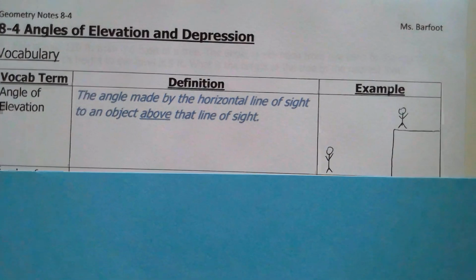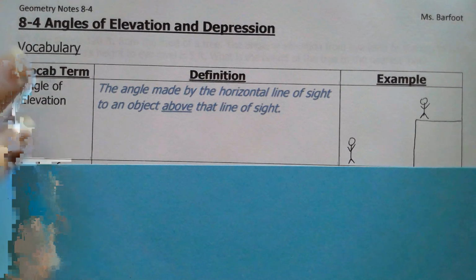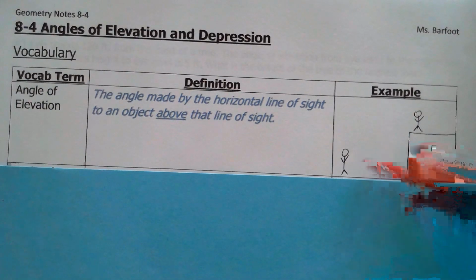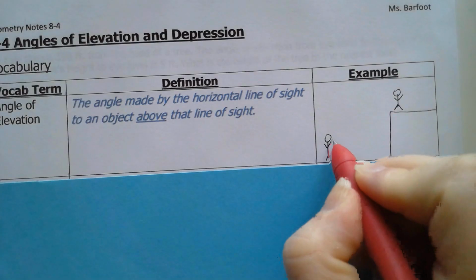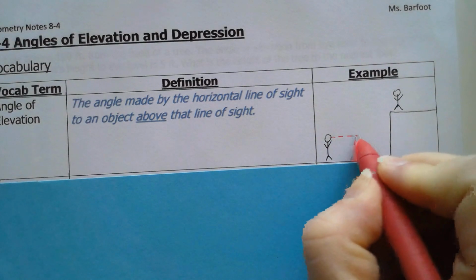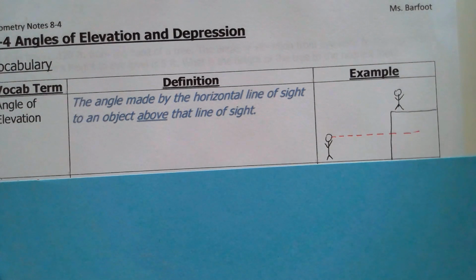So an angle of elevation is the angle that is made by a horizontal line of sight to an object that is above that line. That keyword there is above, just like elevation increases in height. What I have for an example here is a person on ground level and a person that is above them. The horizontal line of sight is what I see if I look straight forward. So that is your horizontal line of sight.